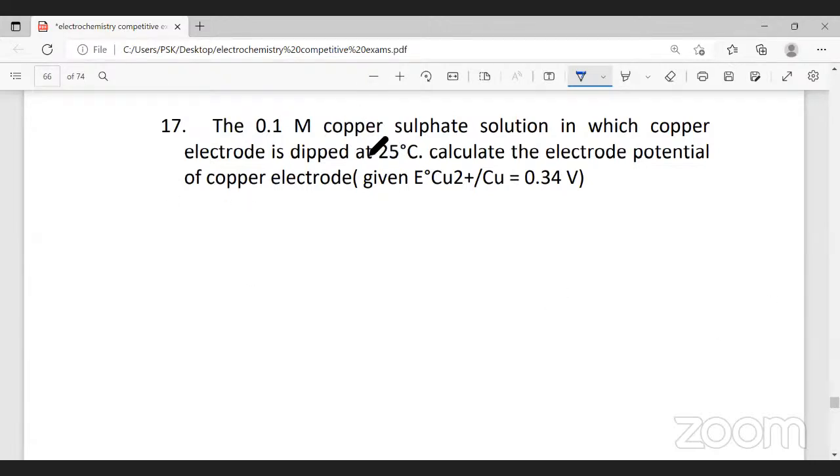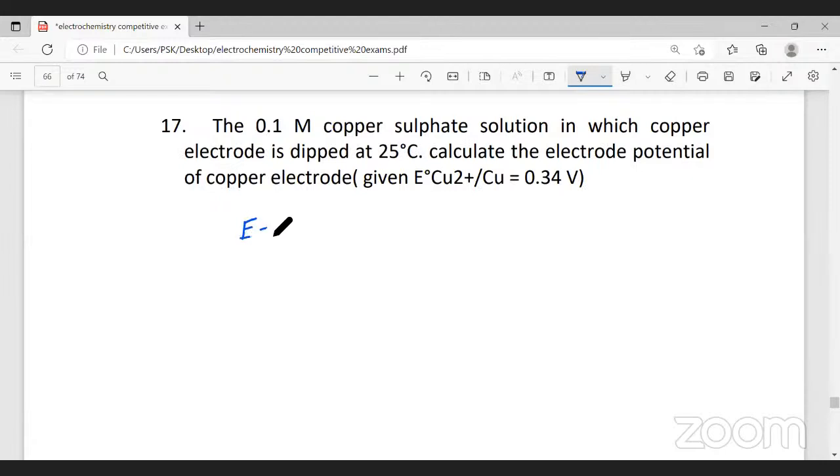The 0.1 molar copper sulfate solution. Calculate the electrode potential of copper. They have given you E naught of copper to be 0.34 volt. Now they're asking you to calculate the electrode potential.